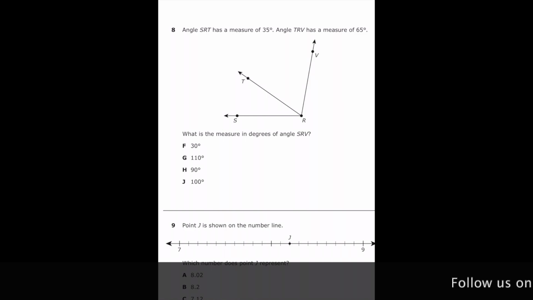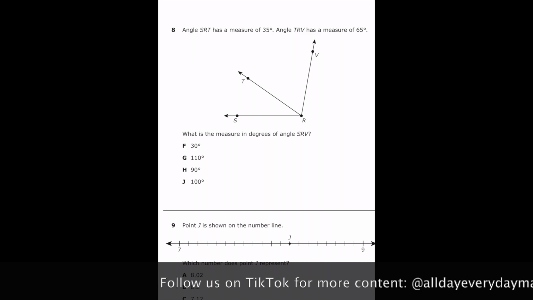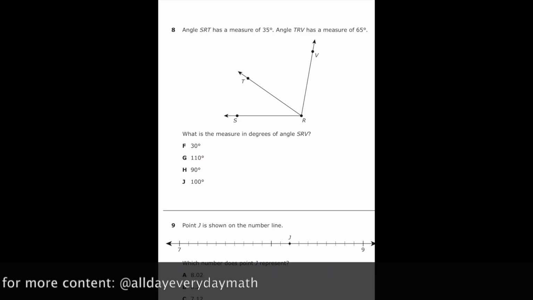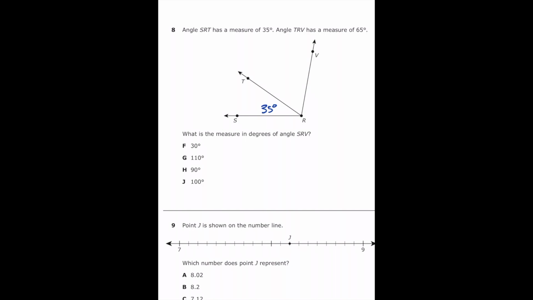Number 8, angle SRT has a measure of 35 degrees. Angle TRV has a measure of 65 degrees. What is the measure in degrees of angle SRV? So SRT has 35 degrees. I'm going to write that in. And TRV is 65 degrees.